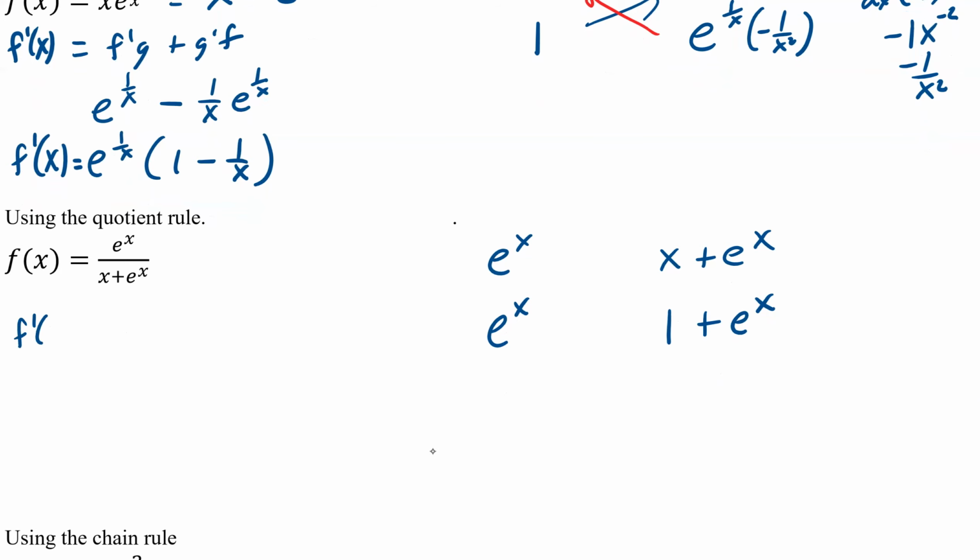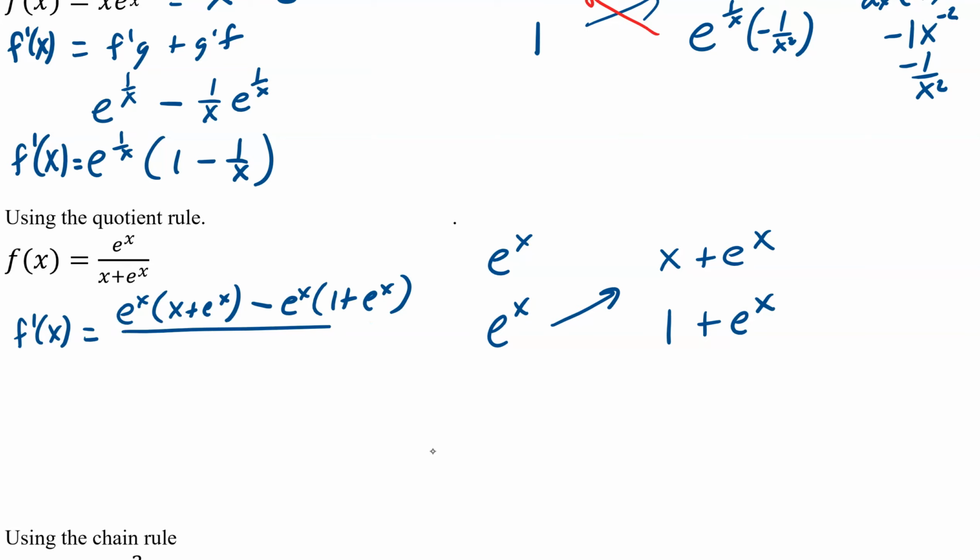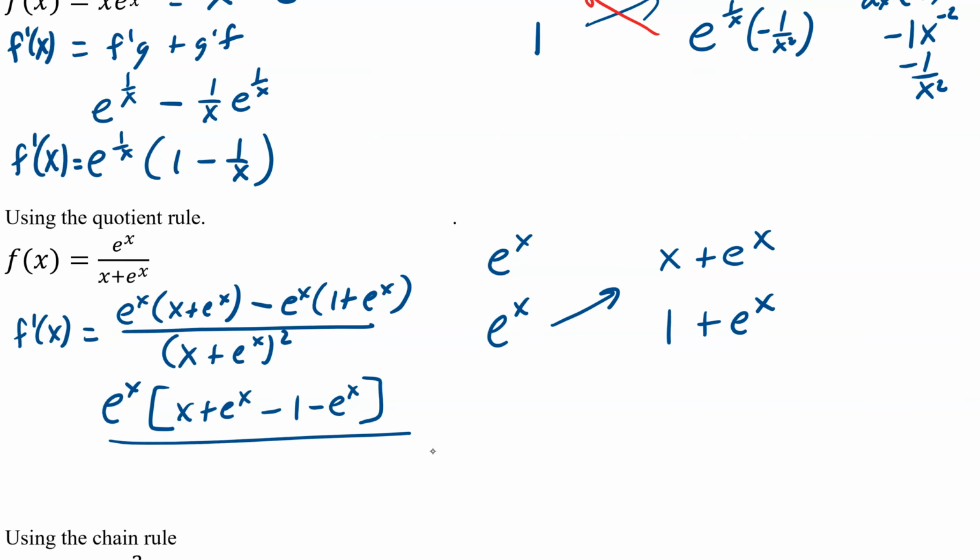We know that our derivative is just going to be this one times this one first. So it's derivative of the first, so e to the x, x plus e to the x. This time it's minus, and then e to the x, 1 plus e to the x, all over the bottom squared. So now if I factor that e to the x out, I end up with x plus e to the x, and I'm going to distribute that negative like that.